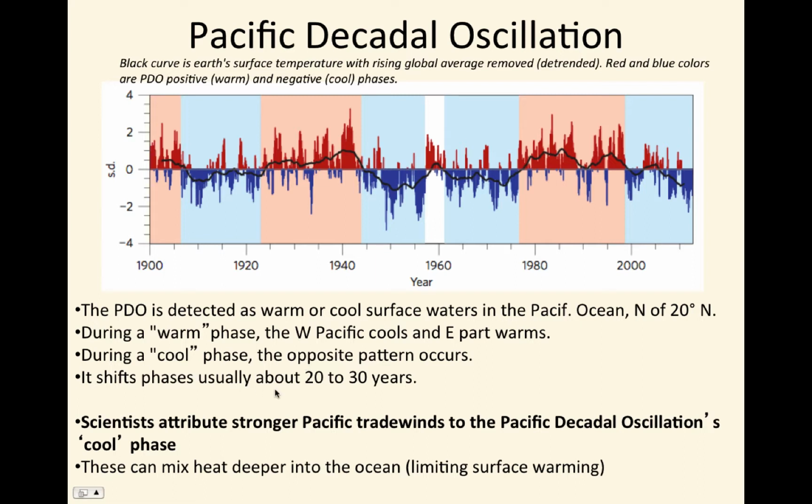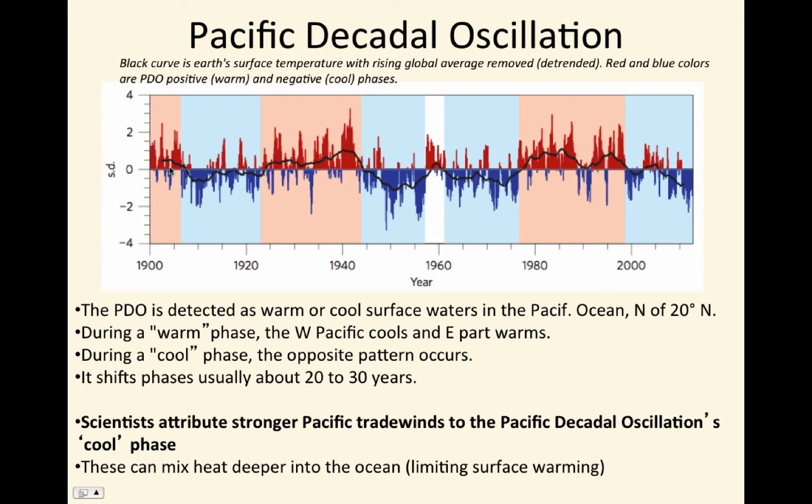This shifts phases, not like El Nino, which is every 3 to 7 years or so. This shifts phases every 20 to 30 years, so a much longer term oscillation. The first thing to pick out here is this is, again, just like the index we looked at for El Nino. This is the PDO index, looking at reds as the warm phase, blue as the cool phase.